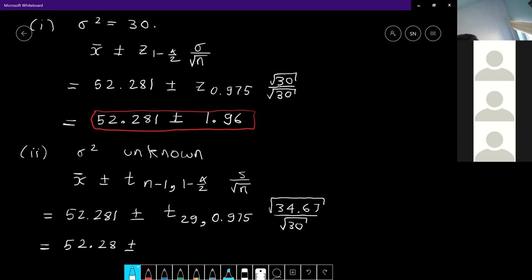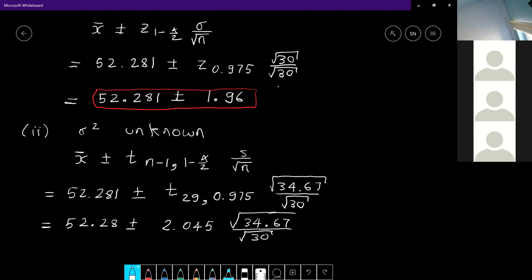So if you read this off the T table, you will get 2.045, multiplied by 34.67 divided by this, right? Okay, so this is the confidence interval that you will get for the population mean when the population variance is unknown.